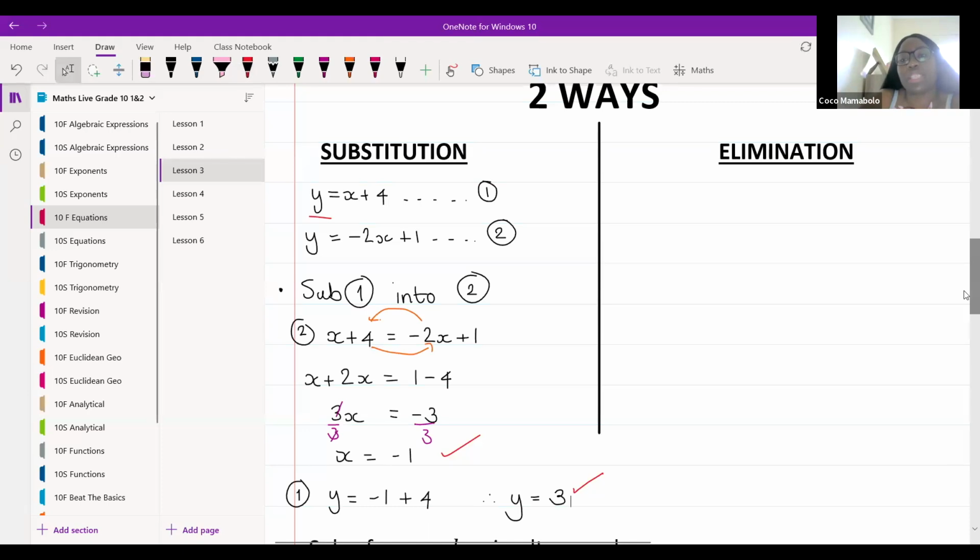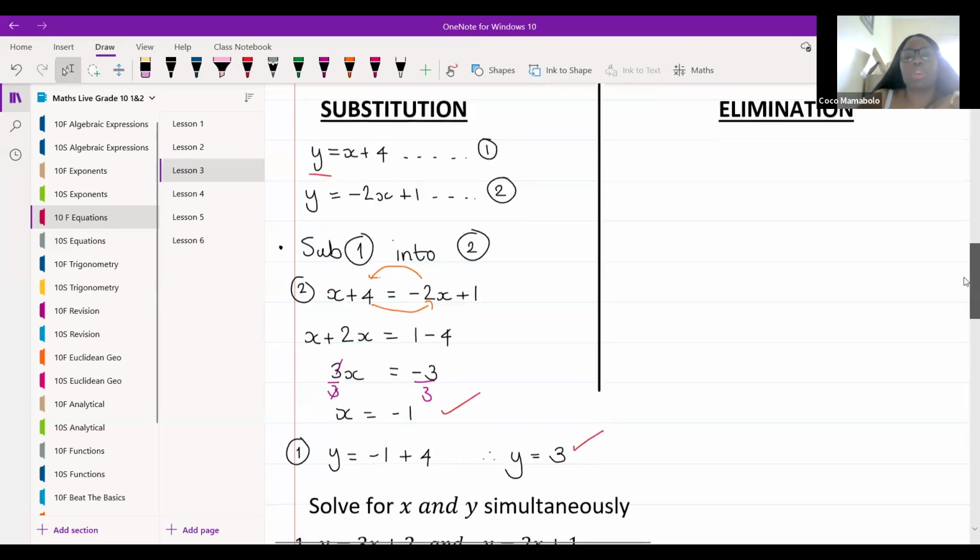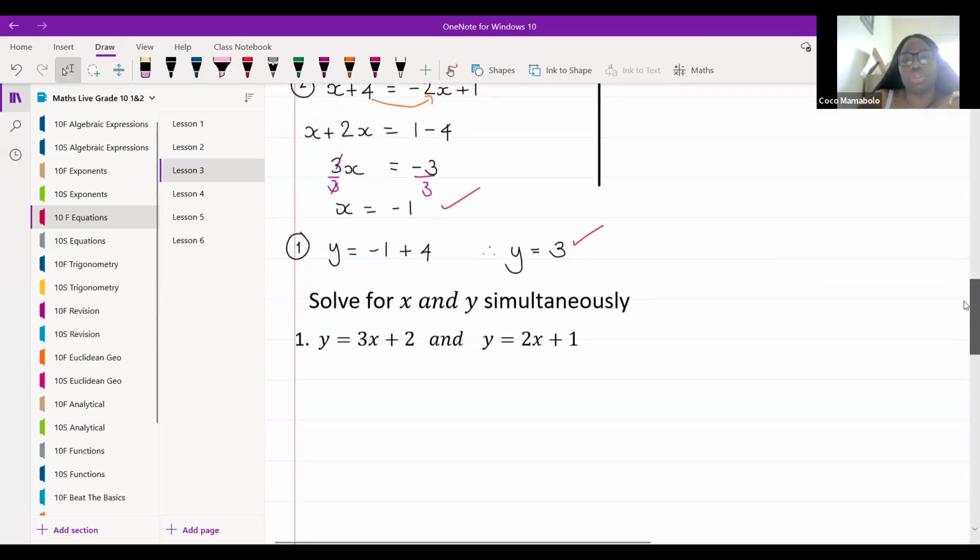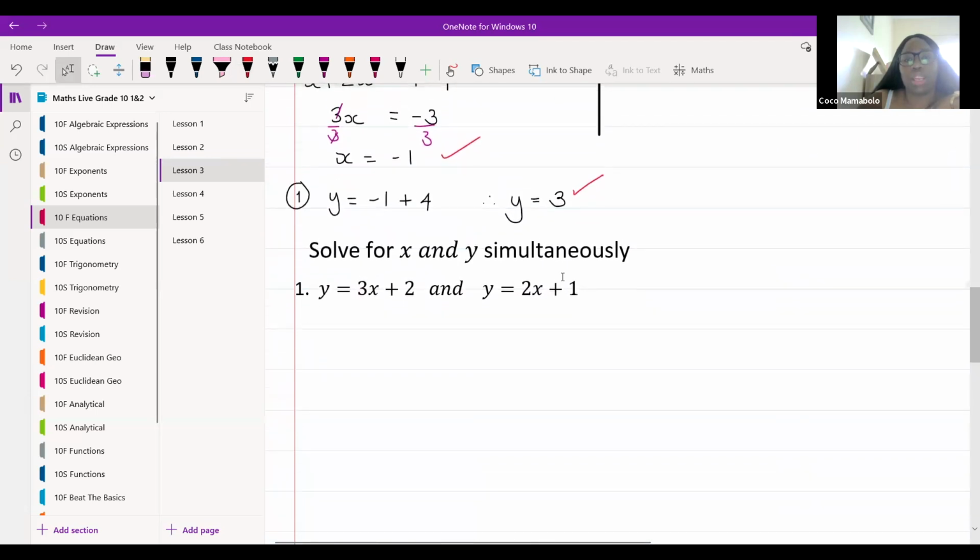Can I use a different example this time so we can see how the steps work? Yes, ma'am. All right, excellent. Okay, so here's our next example. For those of you who are okay with what to do, you can go ahead and try this one. Solve for x and y simultaneously.